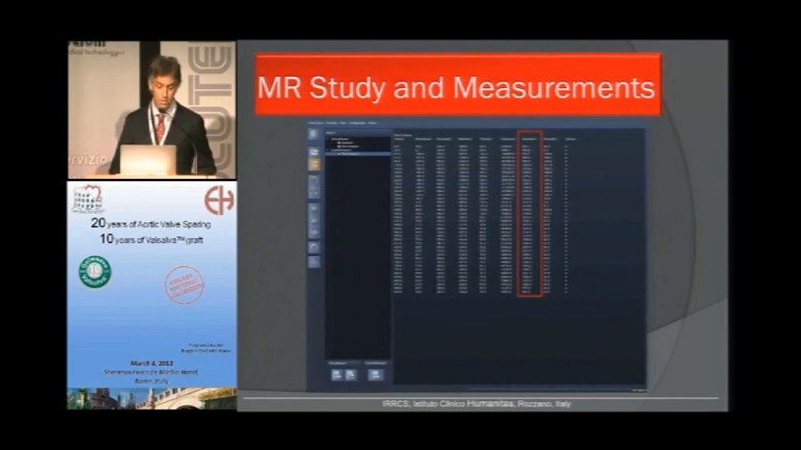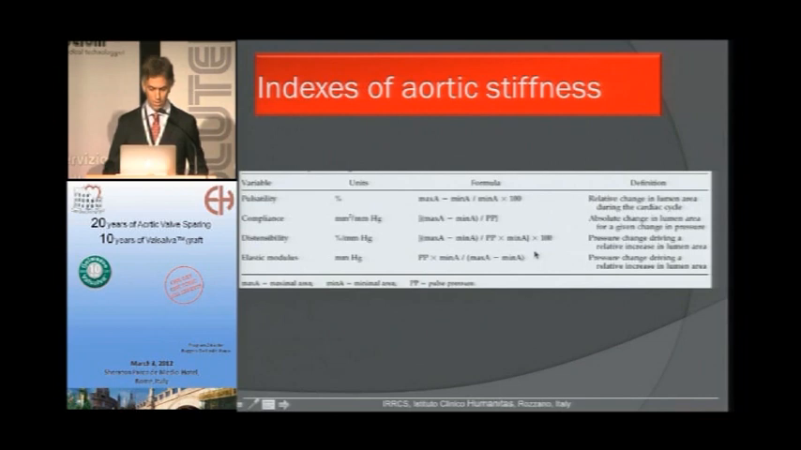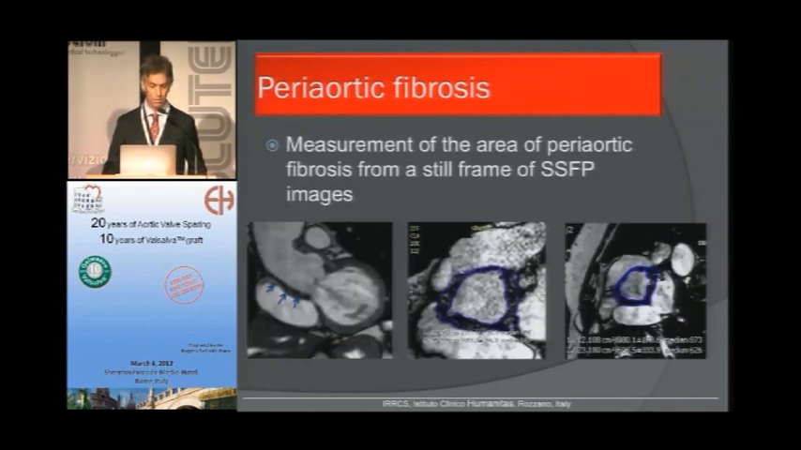This is an example of a measurement of the pseudosinuses, and you see the numbers that are changing, and this is the graphical representation of the area calculated every 24 milliseconds that is changing during the cardiac cycle. With the maximum and minimal area and the pulse pressure, we thought to measure some indexes of aortic stiffness, like the pulsatility, the compliance, distensibility, and elastic modulus. We also thought to measure the area of periaortic fibrosis that is always around the prosthesis after surgery.